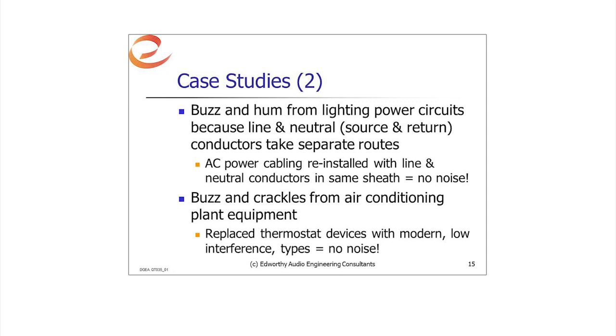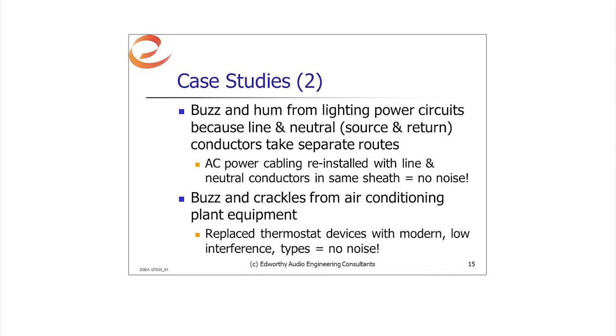Richard's covered hum and buzz from lighting power circuits very well. In the UK, we used to have a lot of problems, especially with fluorescent light fittings where the line and neutral, that's the source and return conductors, took separate routes. As long as the AC power cabling is reinstalled with the line and neutral conductors in the same jacket, in the same sheath, no noise.